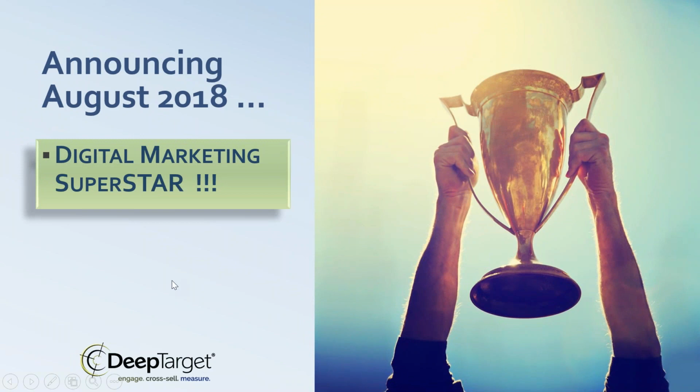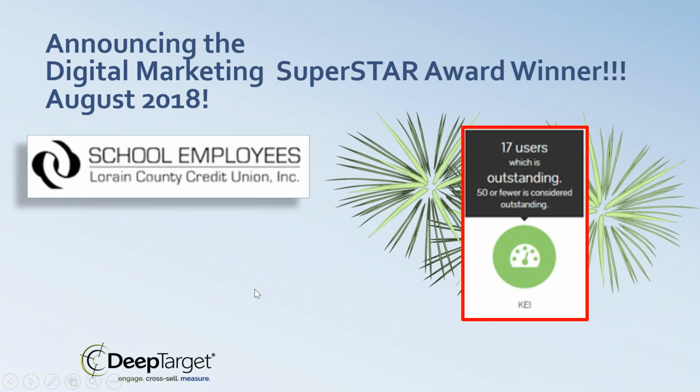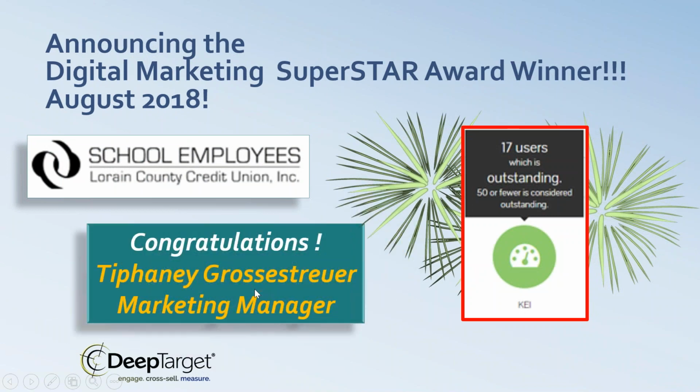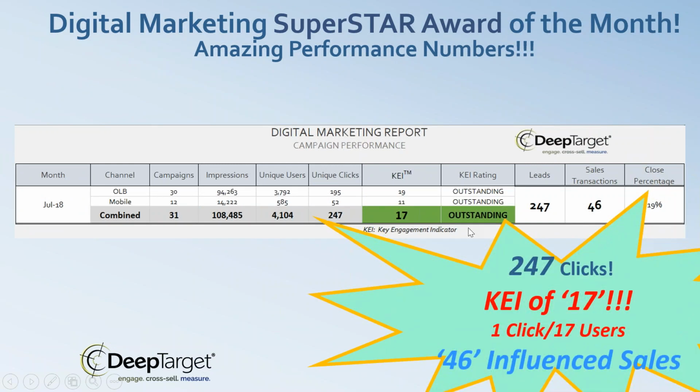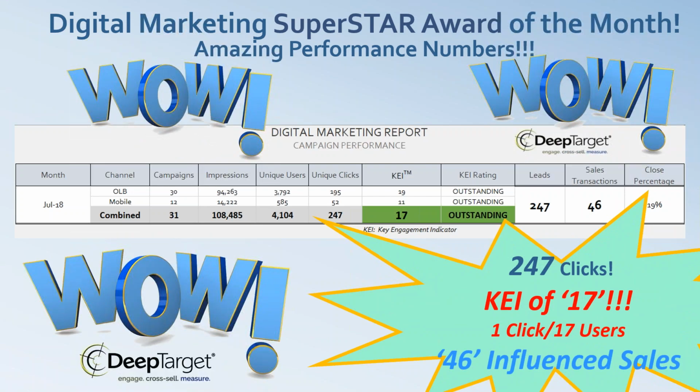And then finally, don't save the best for last. The Digital Marketing Superstar of the Month is Schools Employees Lorain County Credit Union. Tiffany Grossetter, the marketing manager there. Look at that, 17 users to get a click. Their results are amazing. 4,000 unique users logged in July, 247 clicks, a KEI of 17, which is outstanding, 46 sales transactions related or influenced there. Amazing work out to Tiffany and her team. Great job. We're going to get plaques out to both you guys here in the next week or so.